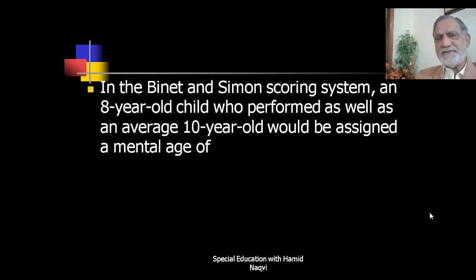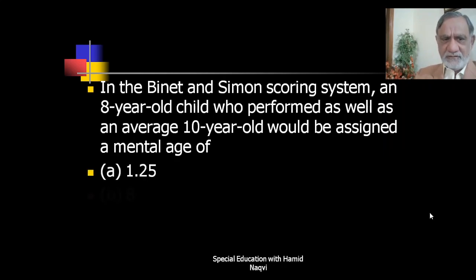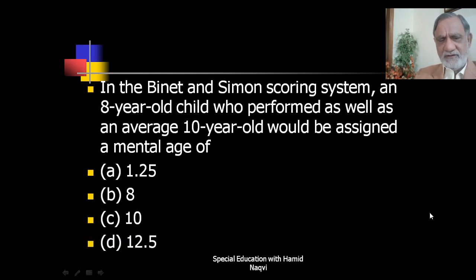In the Binet and Simon scoring system, an 8-year-old child who performed as well as an average 10-year-old would be assigned a mental age of 1.25, 8, 10, or 12.5. The correct one is C, that is 10.